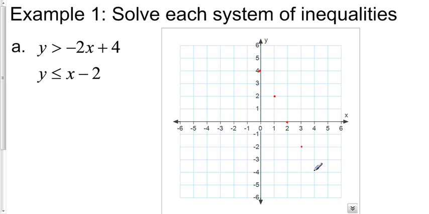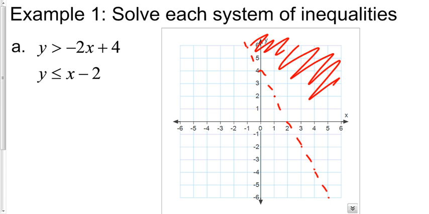Alright, so I'm going to make my line kind of long here because I'm not really sure where the regions are going to overlap. And now pay attention to your symbol. It's strictly greater than, and so my line is going to be dashed. What this means is the ordered pairs that are on the line are not included in the solution region. Okay, I also need to remember to shade, and the greater than sign tells me to shade above the line. So this is the region that we're looking at up here.